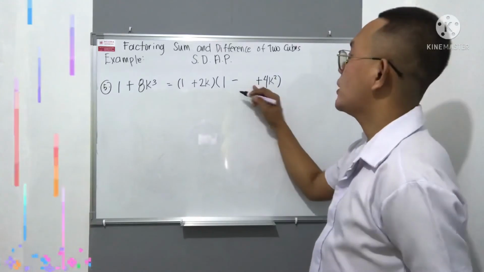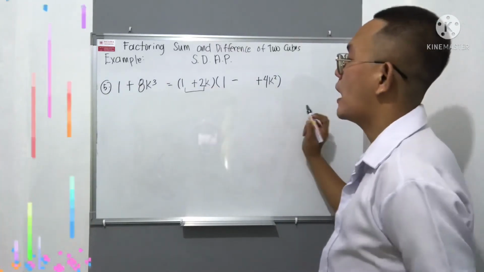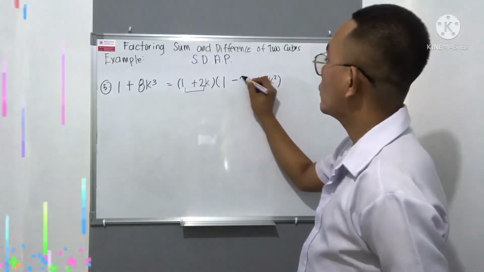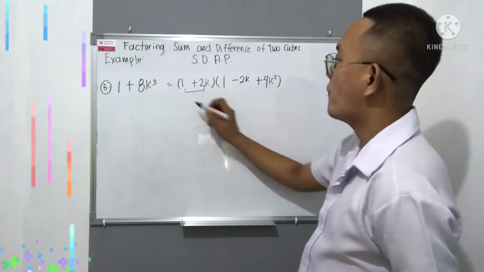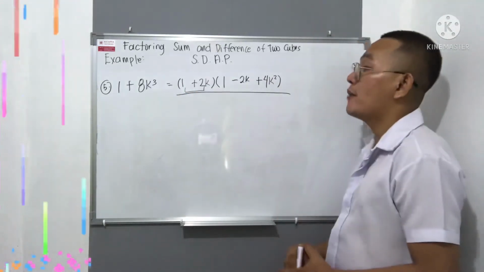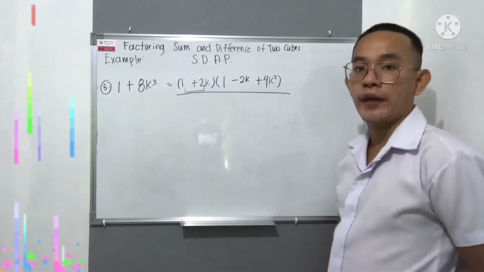Okay, so para makuha natin yung middle term ng second factor natin, multiply natin itong first term sa last term ng first factor. 1 times 2k is equals to 2k. So, final answer natin is 1 plus 2k times 1 minus 2k plus 4k squared.